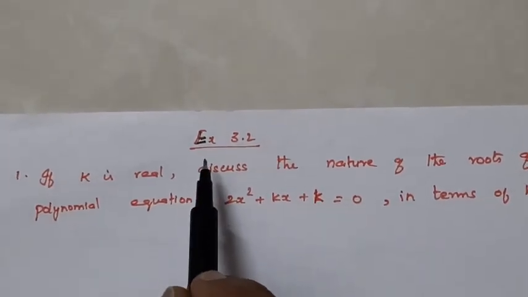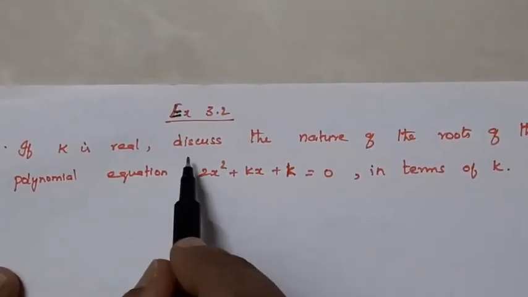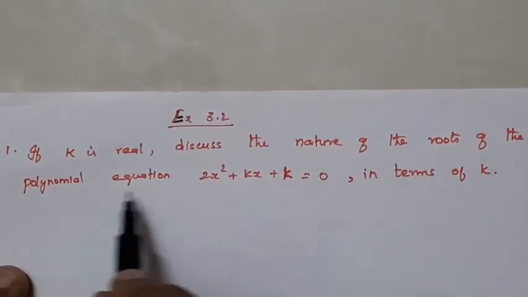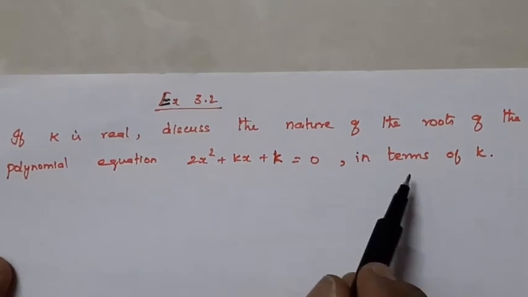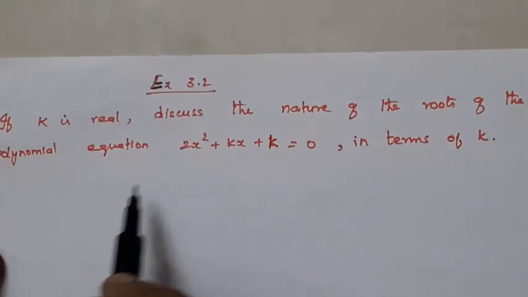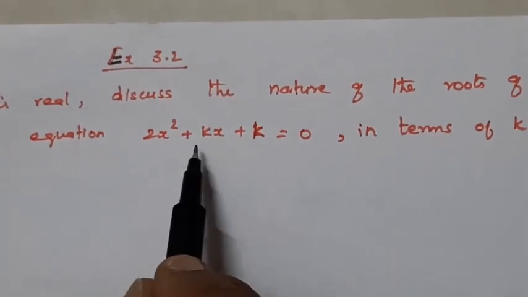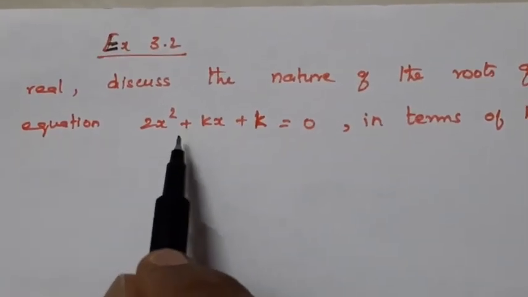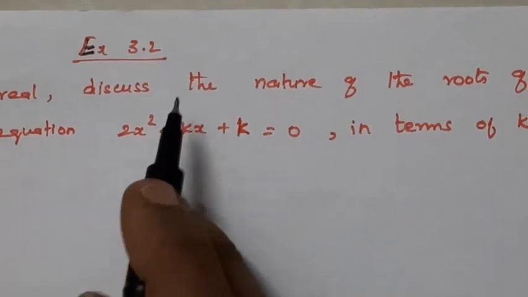Now let us see the exercise problem. Exercise 3.2, the first one is: if k is real, discuss the nature of the roots of the polynomial equation 2x squared plus kx plus k is equal to 0 in terms of k. That means you have to find out for what values of k this equation will have equal roots, distinct roots and imaginary roots. So that is the question.